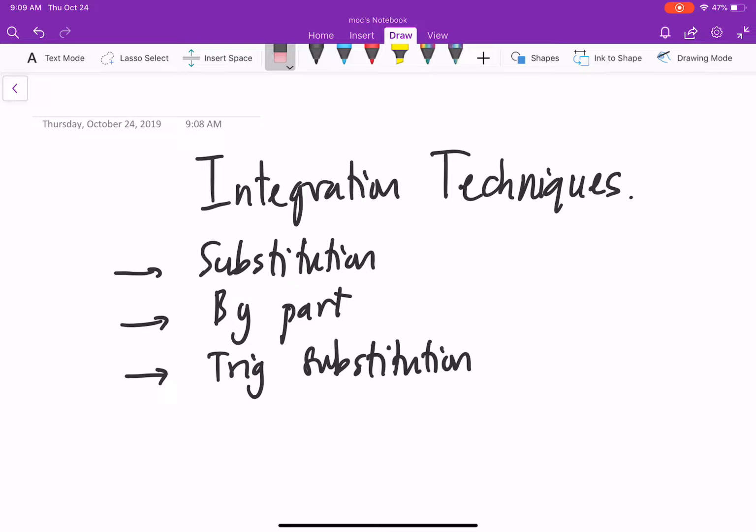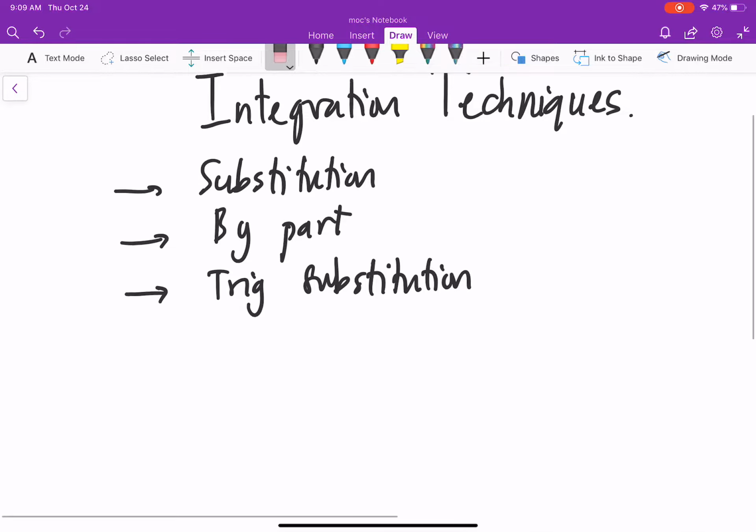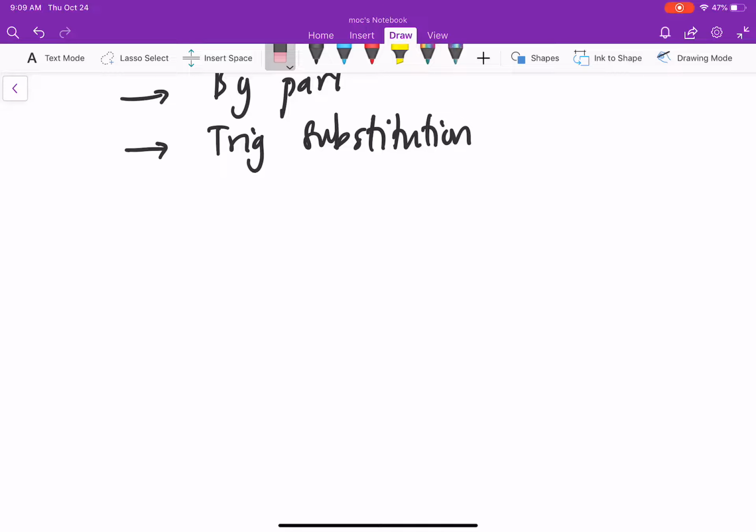Hello. In this video, I will do a short review on integration techniques. So we'll solve one problem with substitution and then a couple of problems with integration by parts and two problems with trig substitutions. Okay, so here's the first problem.